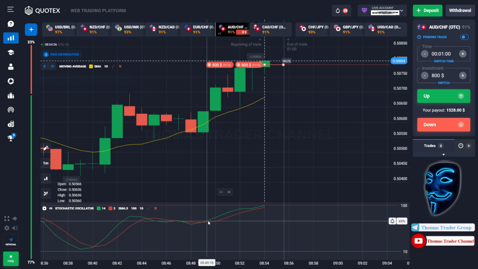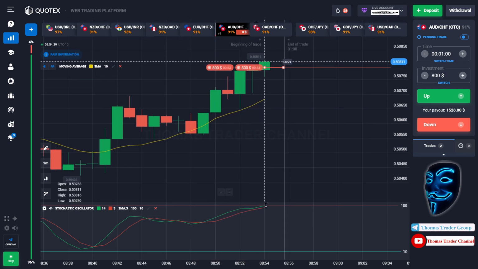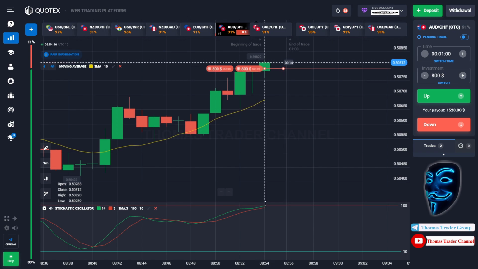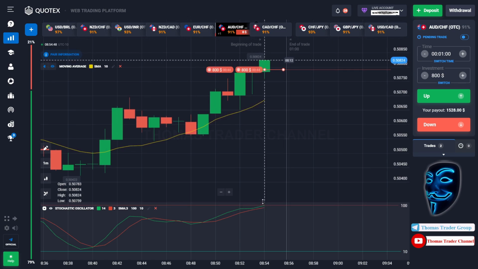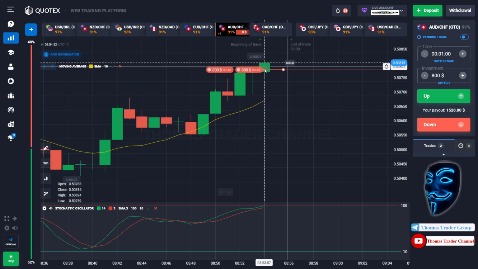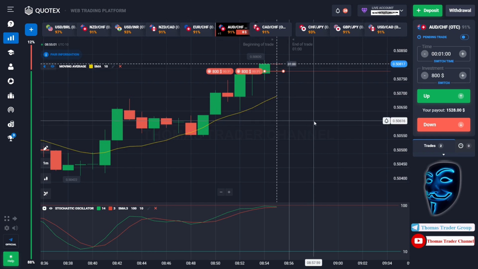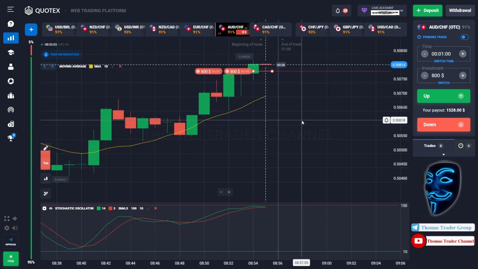As you can see, the market is going bullish, but the market has already touched the overbought area. When the market has the overbought area, the market will make a rebound. And the market will make a correction to the moving average line before it continues the bullish trend. Let's prove it and let's wait till the end of our trade.